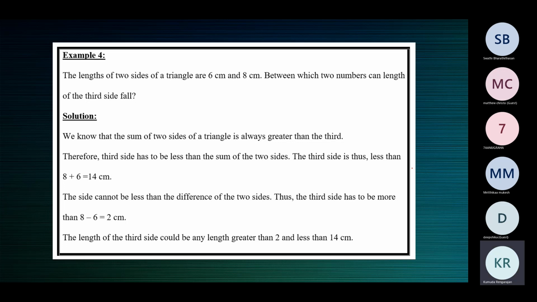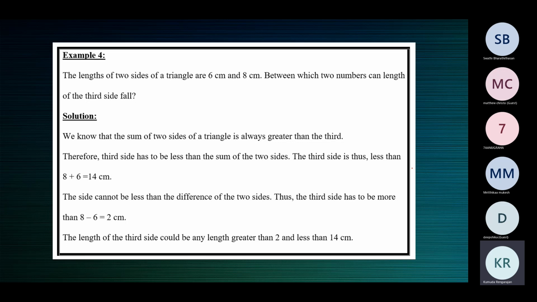So the third side can be... first find the sum. The sum is 14. It should be less than 14. The difference is 2. 8 minus 6, the difference is 2. The third side should be greater than 2. The third side should be greater than the difference and less than the sum. So greater than the difference, meaning 8 minus 6, 2. It should be greater than 2 and less than the sum. 8 plus 6, 14, less than the sum, so less than 14.